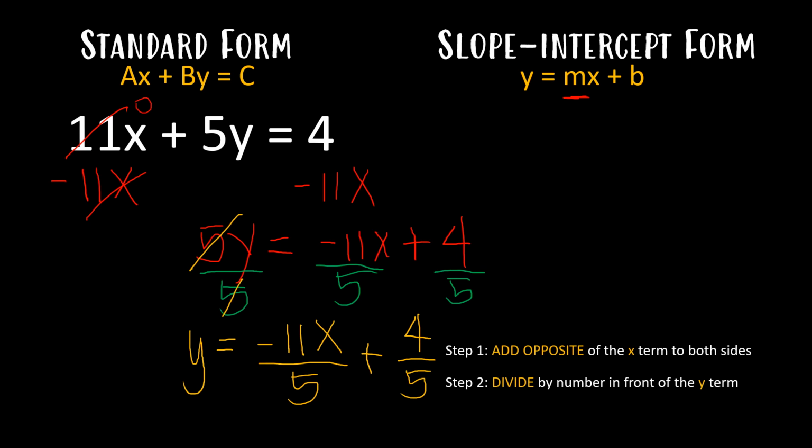So, that's the answer. So, ang given natin na 11x plus 5y equals 4. If we convert that into slope-intercept, okay, so that will be y equals negative 11x over 5 plus 4 over 5. So, yun, ganun lang siya kasimple.